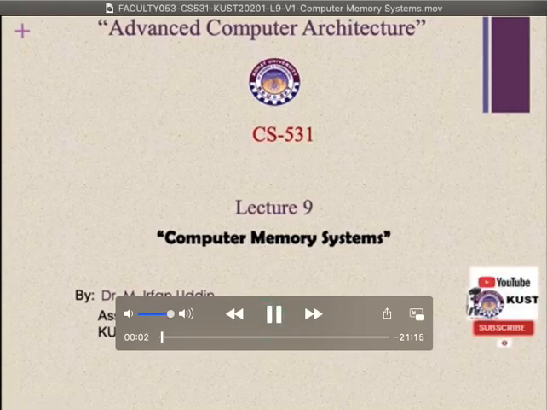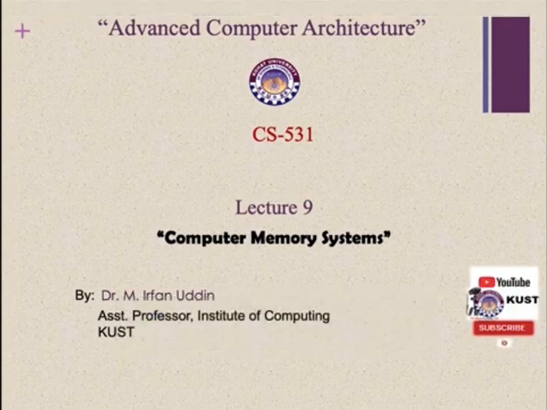Bismillahirrahmanirrahim. So this is lecture number 9 of our course Advanced Computer Architecture. We have covered 3 chapters from the book that we are following. So today we will talk about the memory system, particularly cache memory, and how the main memory is mapped to cache memory, and how the data is loaded from the cache memory to the processor.